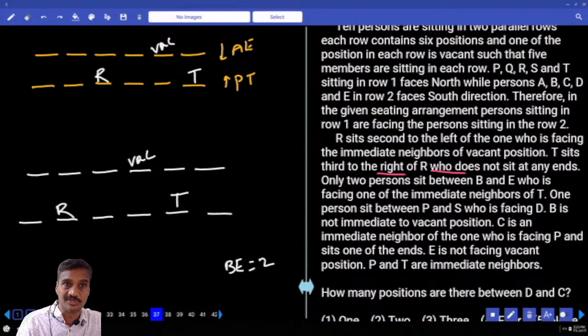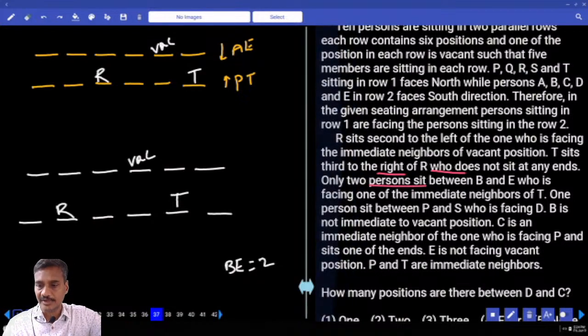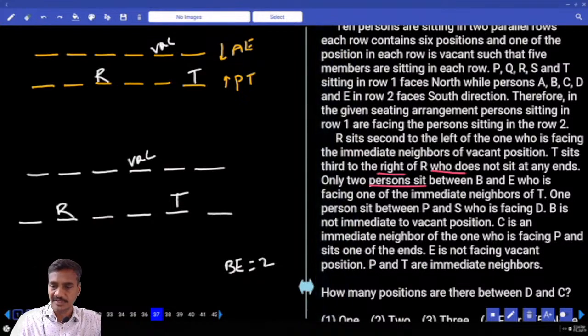మేబీ 2, మేబీ 3. ఇఫ్ దర్ ఇస్ ఎ వేకెంట్ ప్లేస్ then 2 persons in 3 places. మనకు వేకెంట్ వచ్చే ప్రాబ్లం అది. Need not necessarily be 2 places. Maybe you can have 2 places or 3 places. Out of those 3 places, one is vacant. Or if only 2 places, both the persons were occupied. Then, and only 2 persons between B and E. E who is facing one of the immediate neighbors of T.